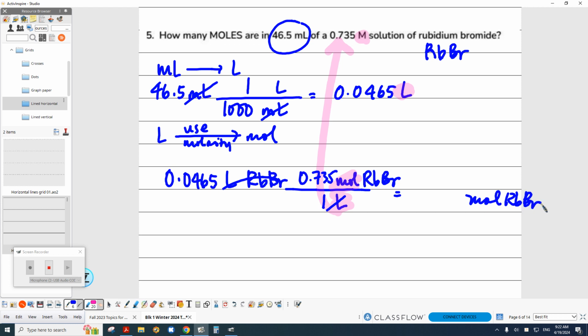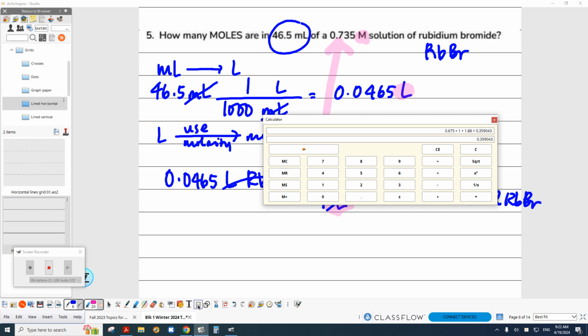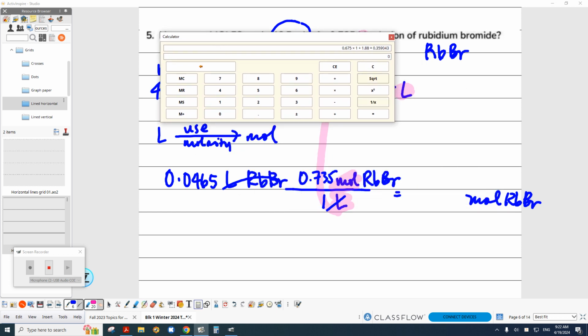It's a very small number because 0.0465 times 0.735 divided by 1 gives us 0.0342 moles of rubidium bromide. 0.0342.